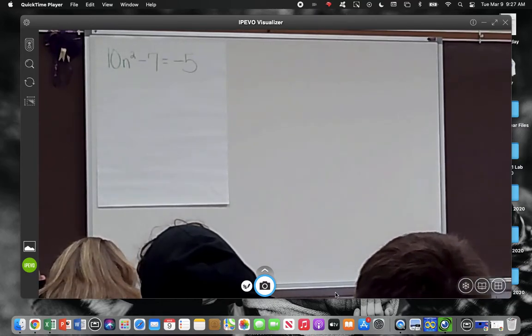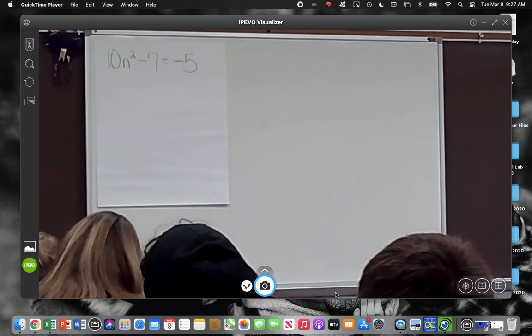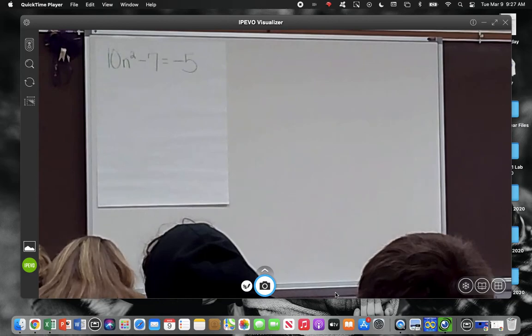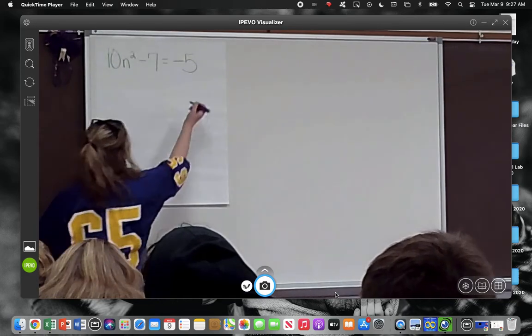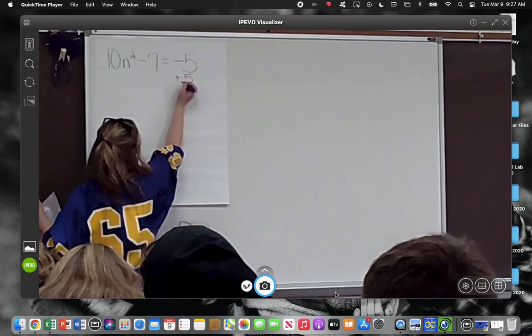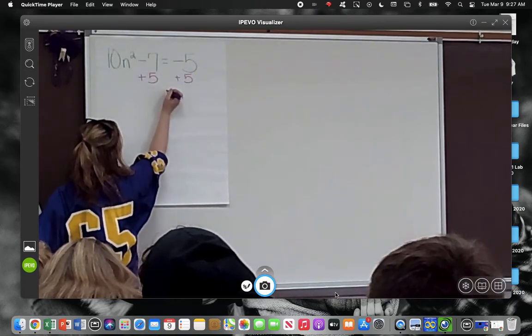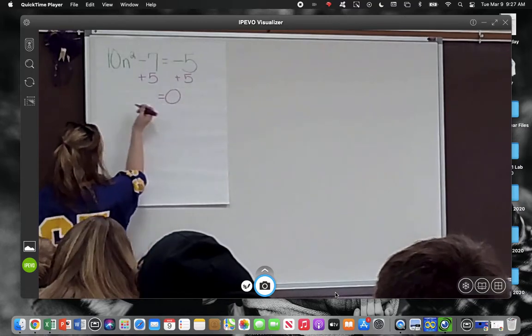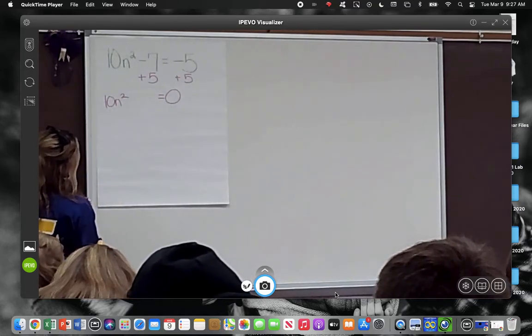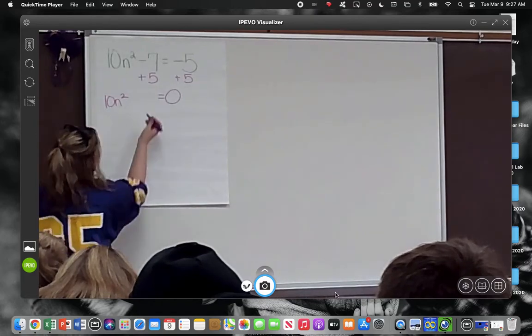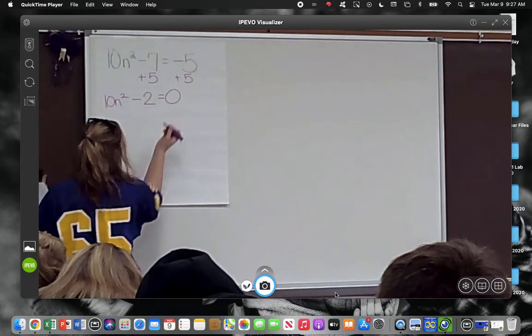That's okay. Now, is our equation equal to 0? I said, what do we need to do to that negative 5? All right, let's add it over. And it doesn't have a variable, so we can add it right to that negative 7. So we're really solving 10n squared. Now what's negative 7 plus 5? Negative 2.